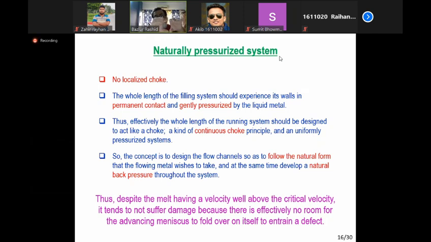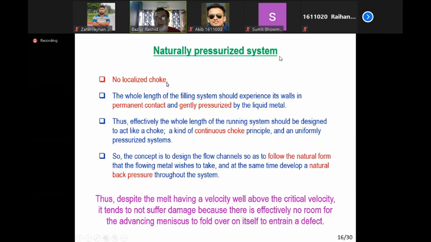We design the gating system in such a way that it will always follow the flow of the liquid metal. So if the flow of the liquid metal is like this, the area of the channel would be like this, so there will be no movement of the liquid metal, and we tend to contract a little bit. If the flow area is, let's say, 5 millimeter square, we reduce it to 4.5, so that there will be a general pressure.